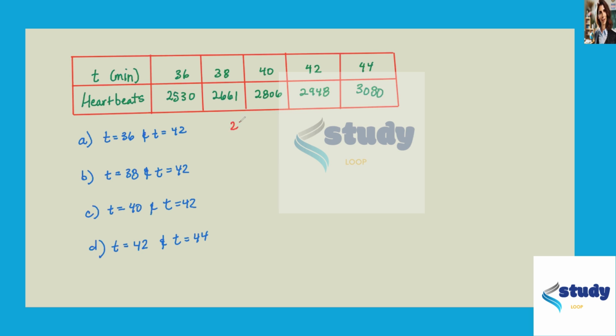So for part A, we'll just take the time, actually I don't want 26. I'm going to simply go between 36 and 42. So this interval, and I'm going to do rise over run. So 2948 minus 2530, that's our change in heartbeats, over our change in time, 42 minutes minus 36 minutes. So these are heartbeats.